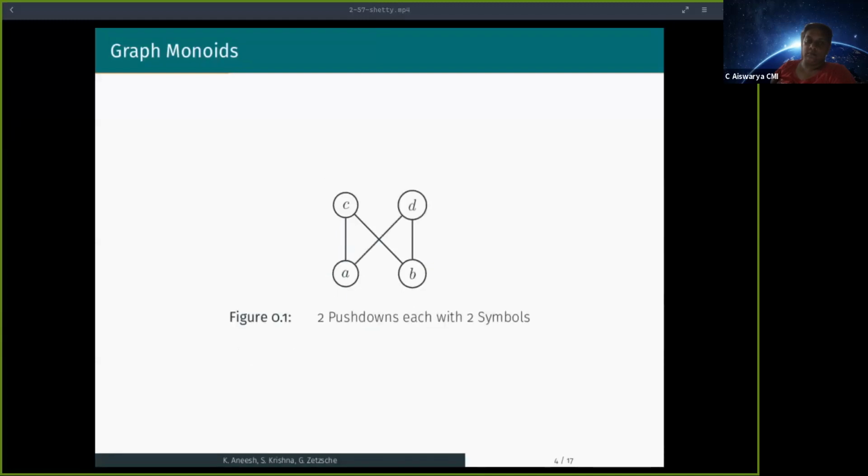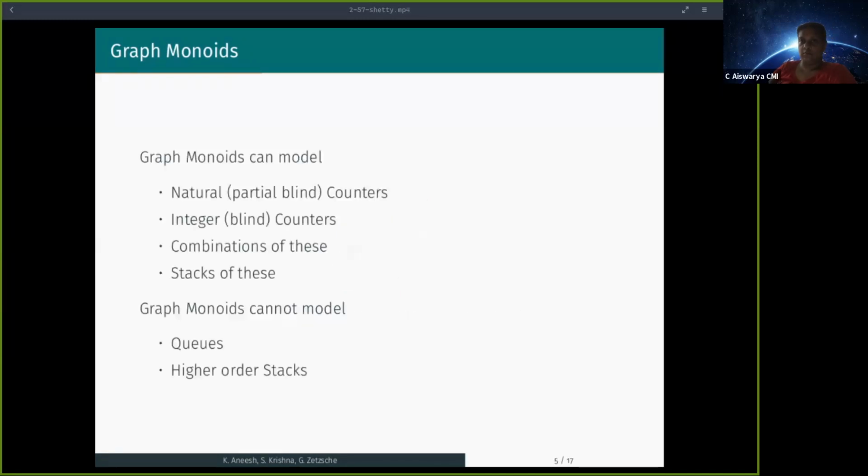This one is a two pushdown, each with two symbols. One stack is of A and B, the other stack is of C and D. Notice that any sequence of A and B can be commuted across any sequence of C and D, which makes them behave as independent stacks. Thus, graph monoids can model natural counters, integer counters, their stacks and combinations. Graph monoids cannot model queues or higher order stacks.